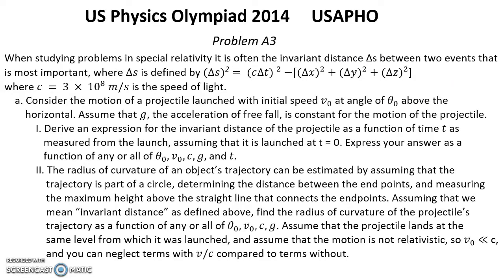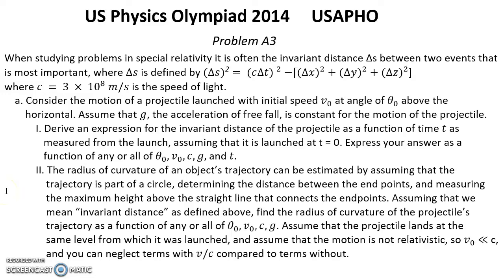US Physics Olympiad, year 2014, USAPHO final exam. Problem A3. When studying problems in special relativity, it is often the invariant distance ds between two events that is most important, where ds is defined by this equation, where c equal to 3 times 10 to the power 8 meters per second is the speed of light.